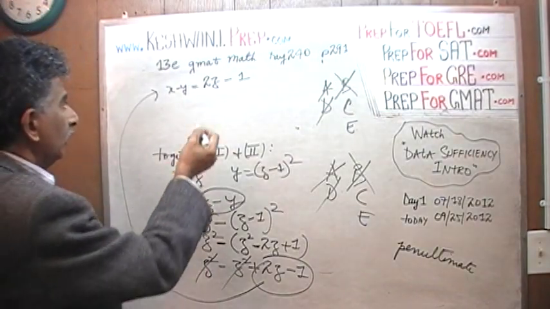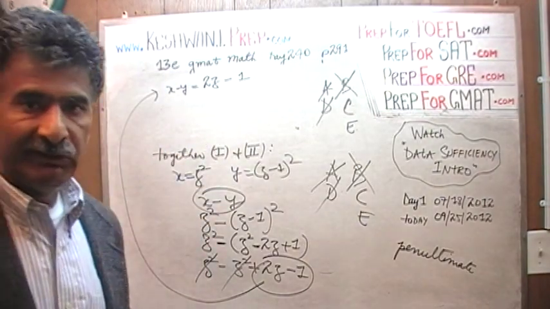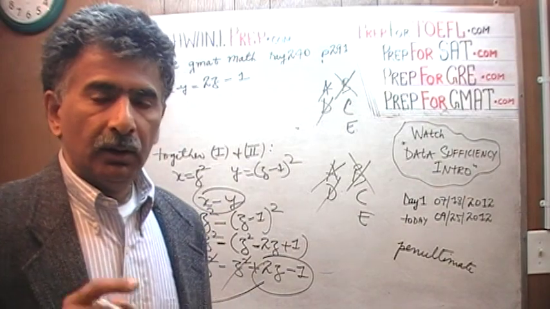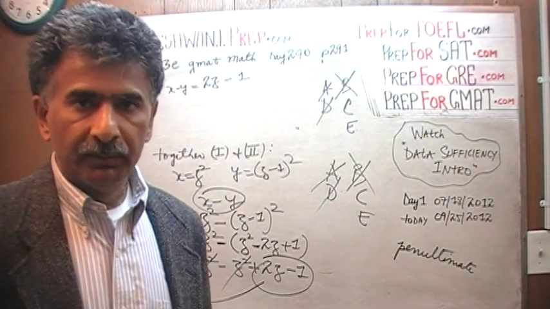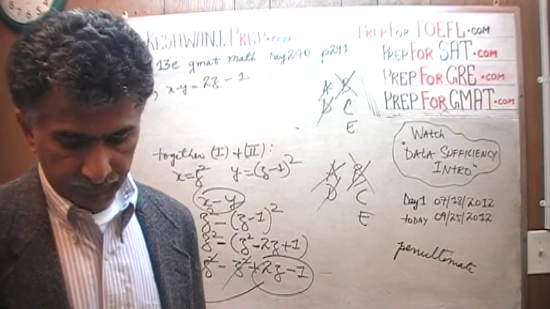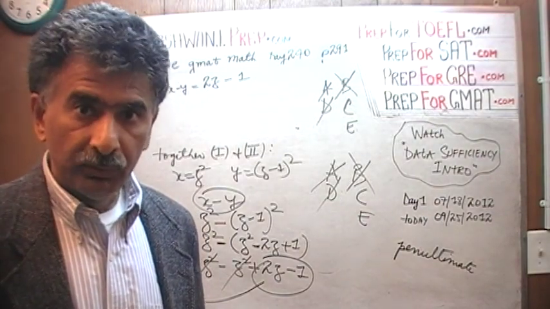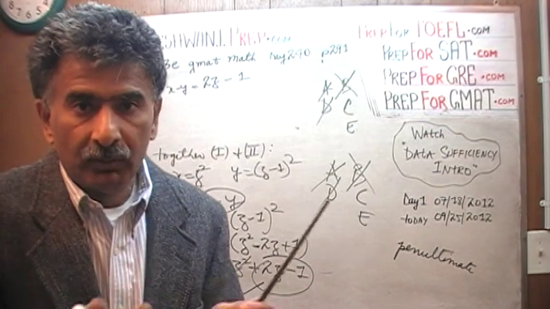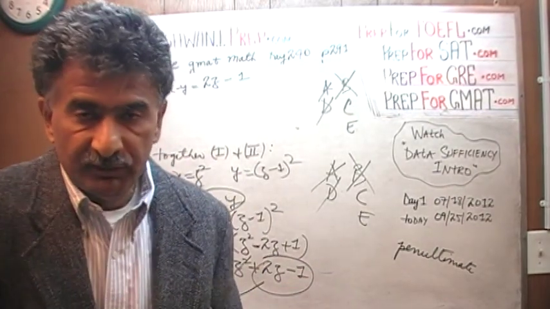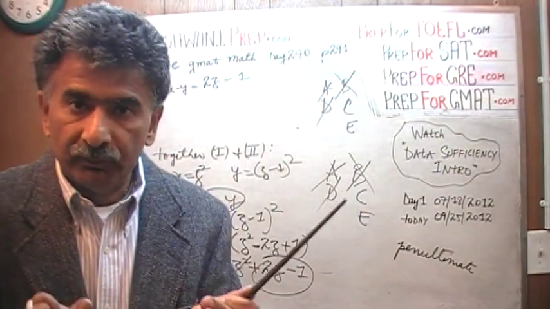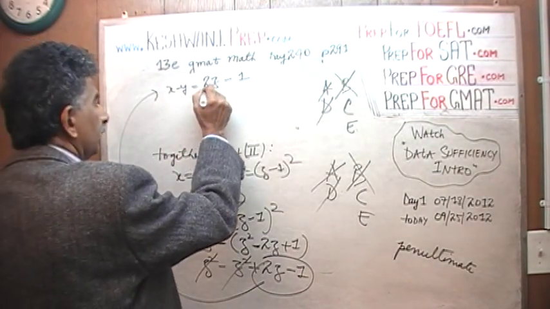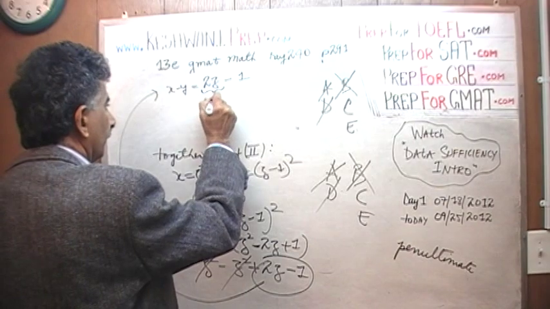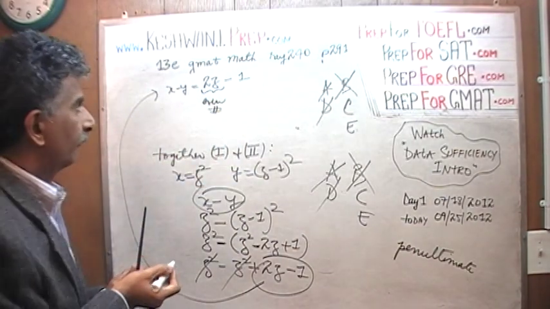Well, let's find out. 2 times z, it doesn't matter whether z is odd or even. An even number times 2 is even, an odd number times 2 is even. When you multiply a number by 2, it becomes even, whether the number itself is even or odd. 3 times 2 is 6, which is even, and 4 times 2 is 8, which is even. So this quantity here is an even number.